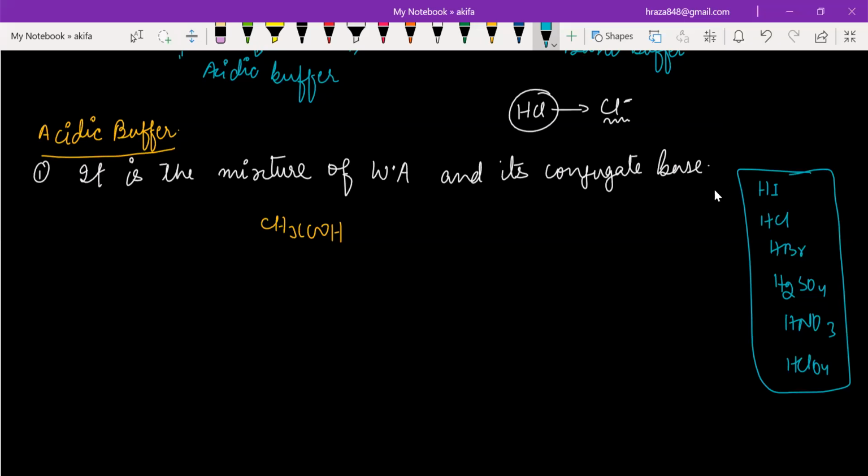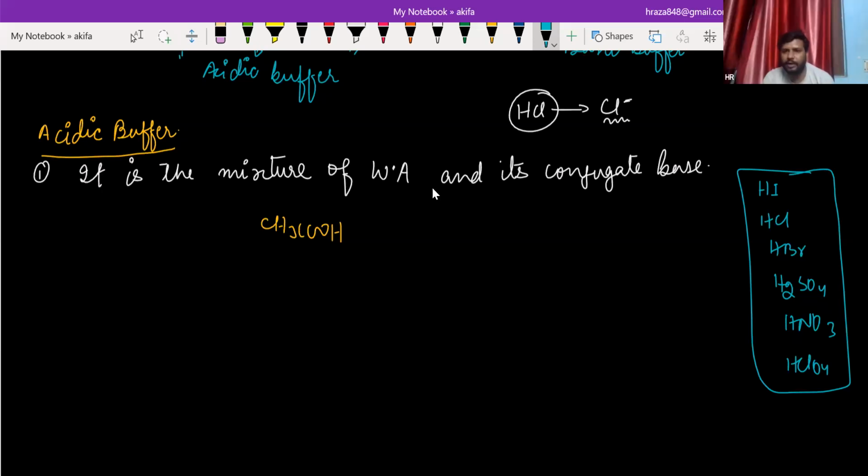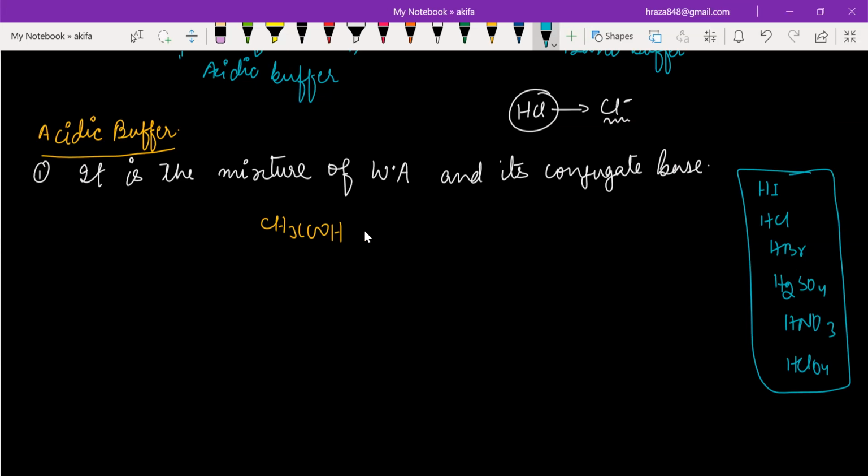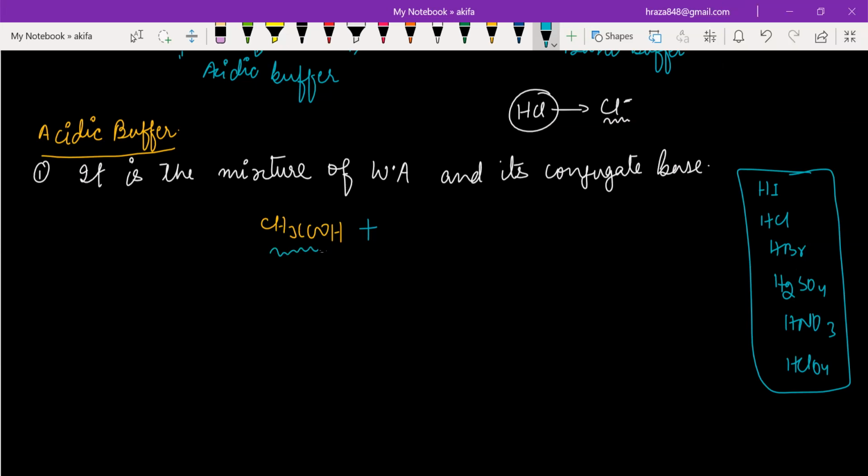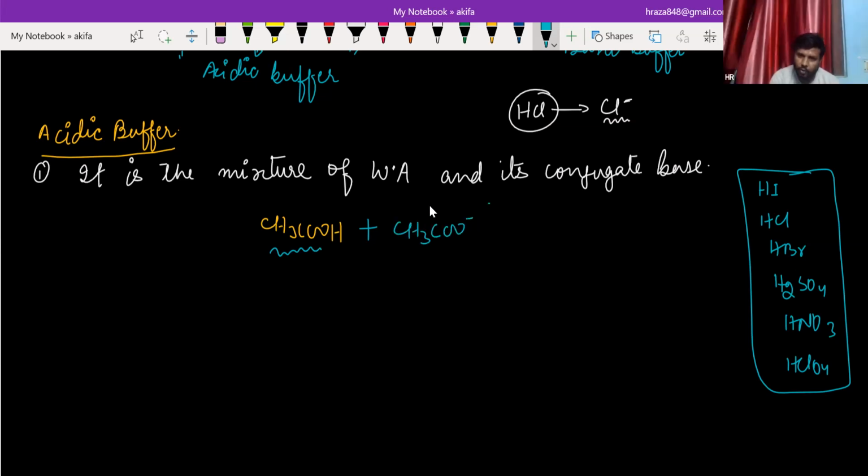Yes. Now see, this is organic. Ethanoic acid, it is organic compound and it is acid. So it is basically what? Weak acid. Okay. So if you are going to mix this weak acid with conjugate base of this weak acid, can you write the conjugate base of this? Yes or no? CH3COO minus. So this mixture is acidic buffer or buffer solution. Is that clear?